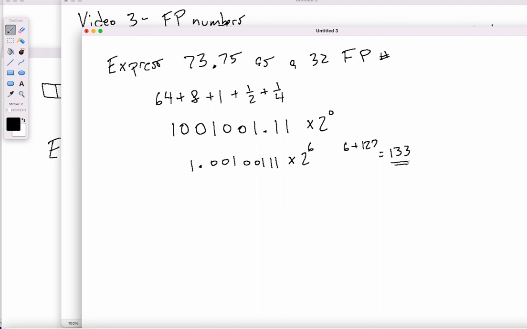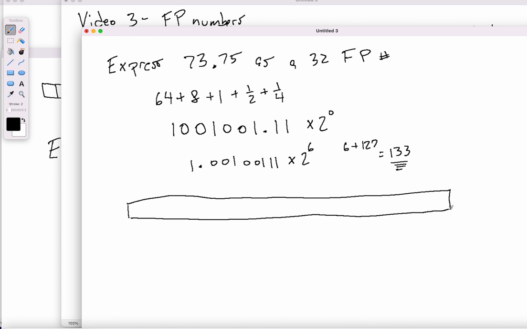So I need to put this into my 8 bits. So I'm going to come over here. For the sign bit, it's a positive number, so I'm going to put a 0 there. Then I need to put 133 here. So first of all, that's 1, 2, 3, 4, 5, 6, 7. There are my 8 bits for the exponent.